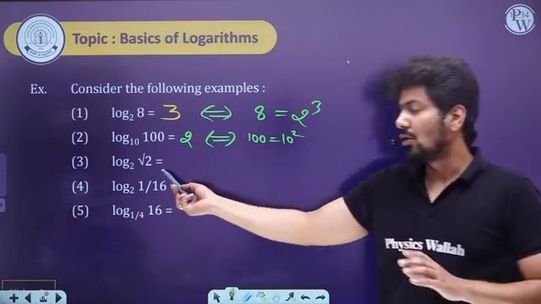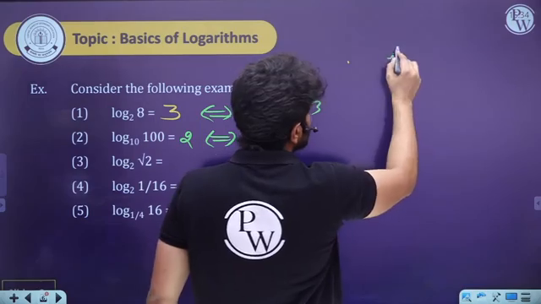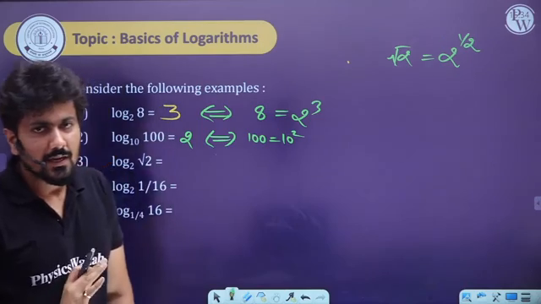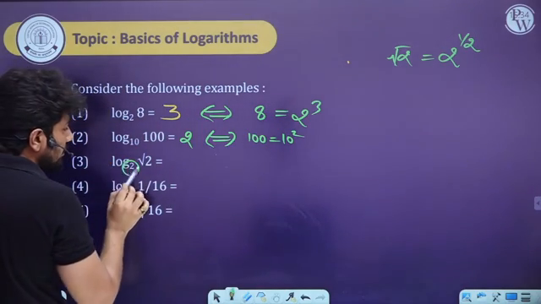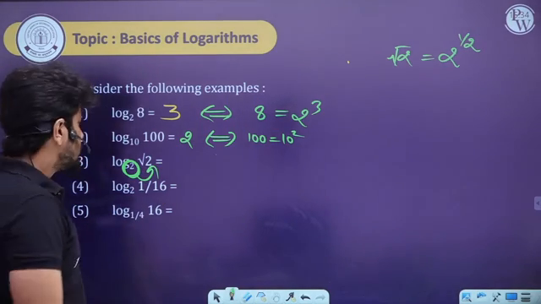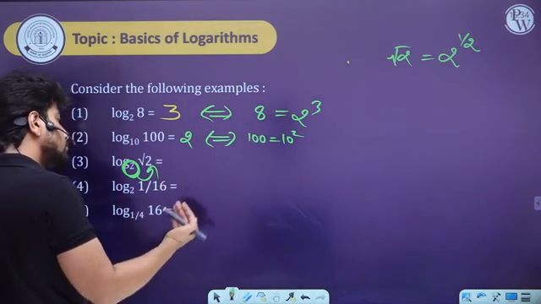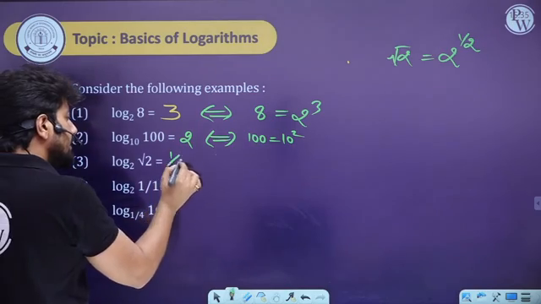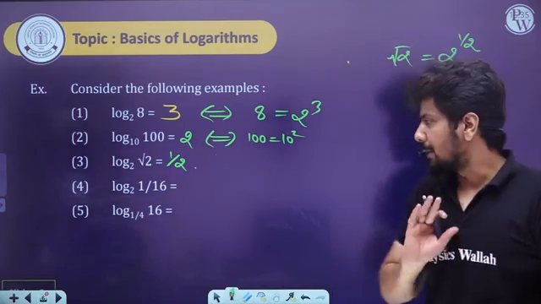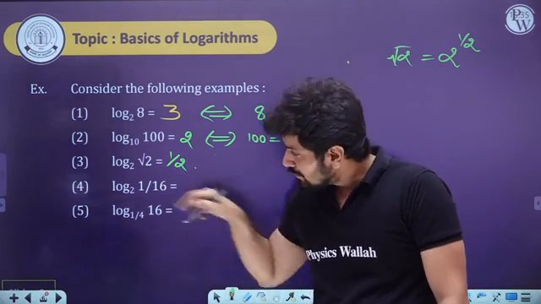This is the next example. Log of root 2 to the base 2. Now all of you understand that root 2 is what? Root 2 means 2 raised to the power 1 by 2. Everybody gets this? Yeah. So what power should we raise the base to get 2 raised to the power 1 by 2? So the base is 2. We need to raise base 2 to the power 1 by 2 to get root 2. So here simply the answer is 1 by 2. Log of root 2 to the base 2 is equal to what? 1 by 2. Simple.